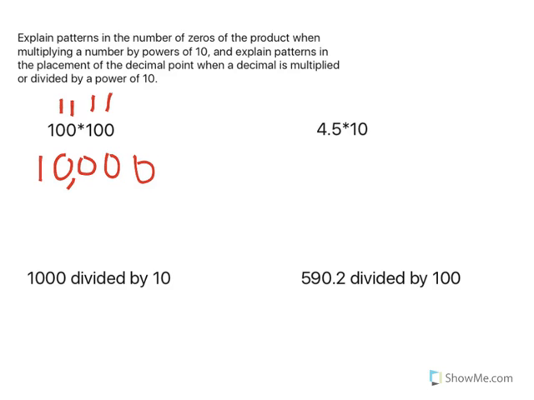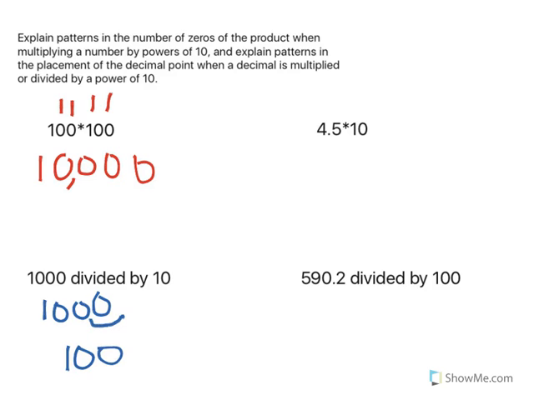Next problem, we have 1,000 divided by 10. So we can move the decimal point like we did before. We have 1,000, the decimal point would go here, divided by 10. That's only one zero, so we go over to the left once. So we have 100 as our answer.